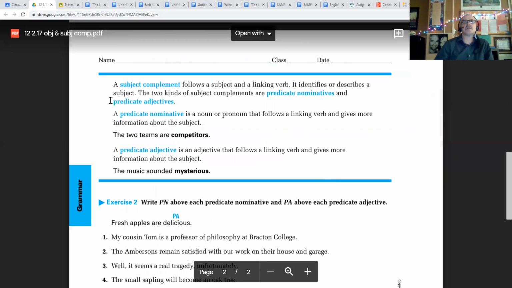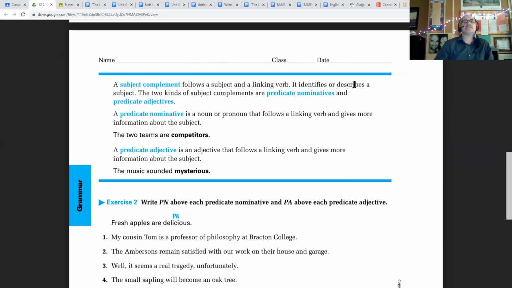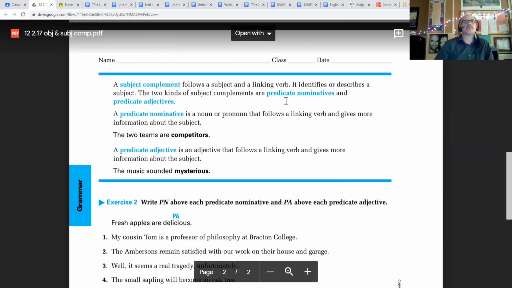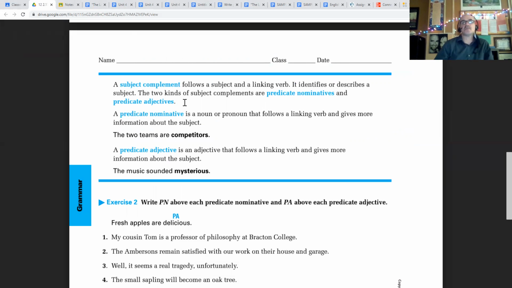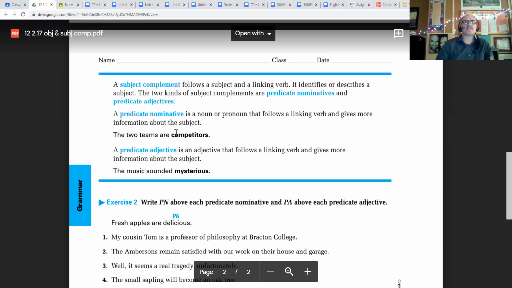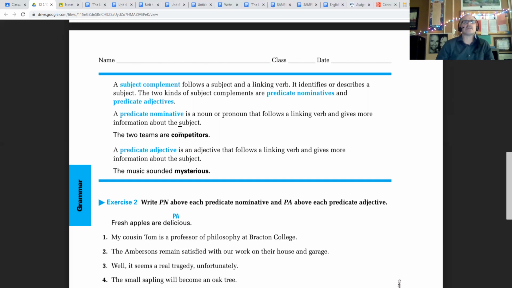Okay, on the second page of the lesson, a subject complement follows a subject and a linking verb. It identifies or describes a subject. Two kinds are predicate nominatives and predicate adjectives. So just think of the word nominative as meaning noun or pronoun, and adjective is an adjective. Okay, so you might notice if you think of linking verbs like is, am, are, was, were, you're not really going to have direct objects because there's no action to receive, right? And there's no to whom or for whom or to what to add in as an indirect object. So it's different, right? Because it's conditions, just connections, not actions.